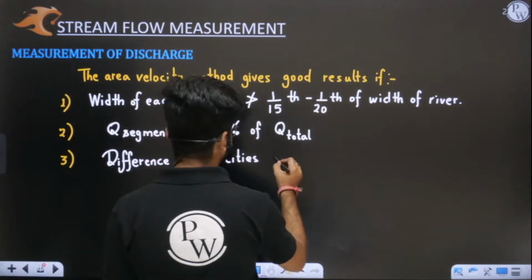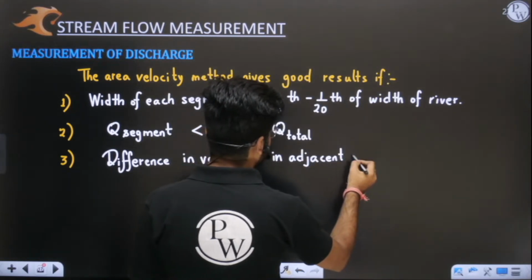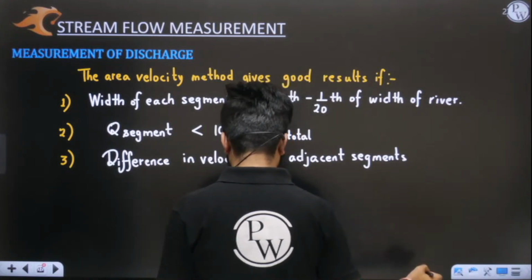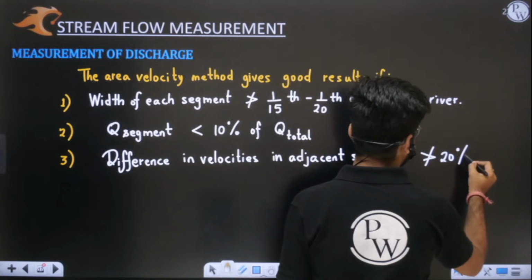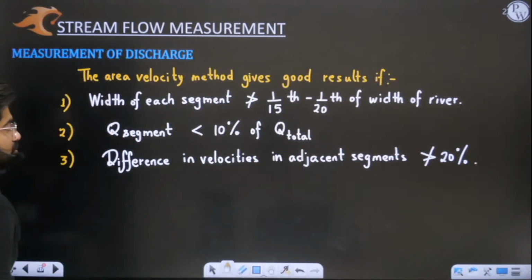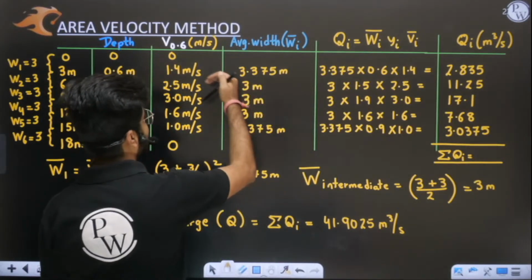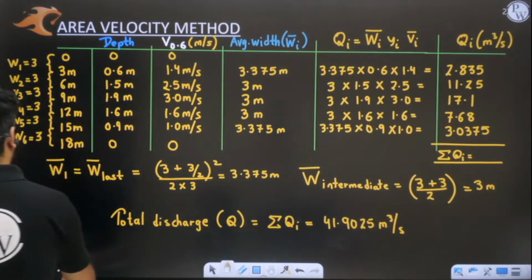in adjacent segments should not be greater than 20%. So the two average velocities between these two segments should not be differing by more than 20%.